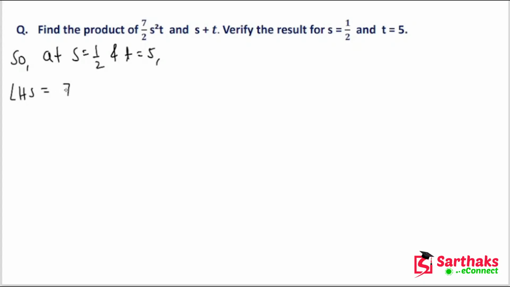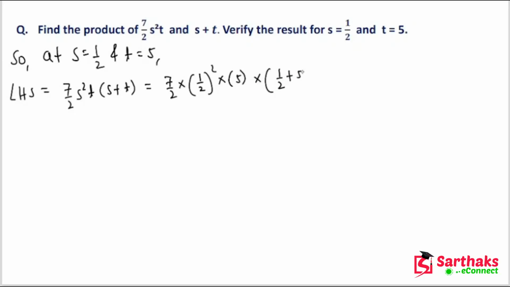LHS was 7 by 2 s square t into s plus t, right? So it would be 7 by 2 into s square, meaning 1 upon 2 square, t means 5, into s plus t, that is half plus 5. Okay, so that is what we have to calculate. So it would be 7 by 2 into 1 by 4 into 5, and it would be 1 plus 10 upon 2, right?